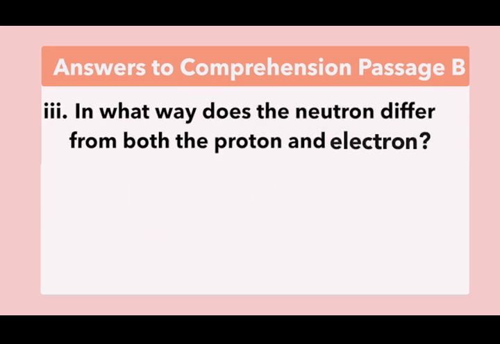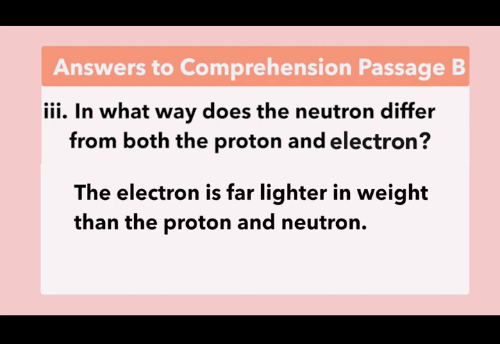The third question, in what way does the neutron differ from both the proton and the electron? Answer, the electron is far lighter in weight than the proton and neutron.